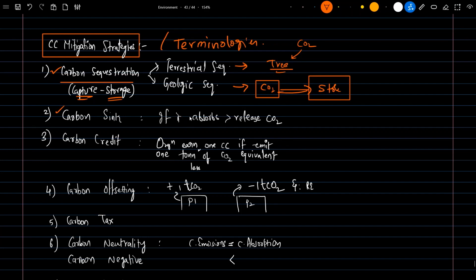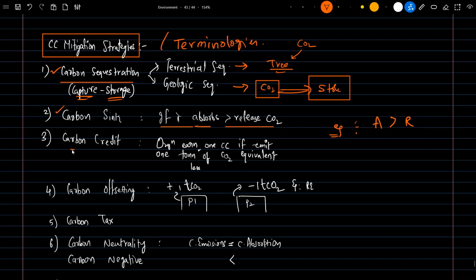Anything is called a carbon sink if it absorbs more CO2 than the CO2 that it releases. For example, a tree. A tree is called a carbon sink. Why? Because it absorbs more CO2 than the CO2 which it releases.